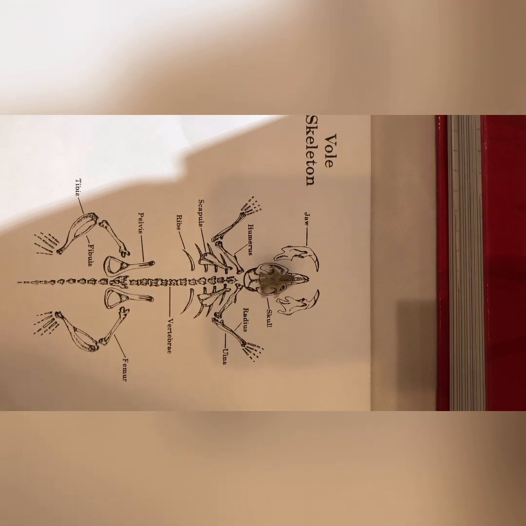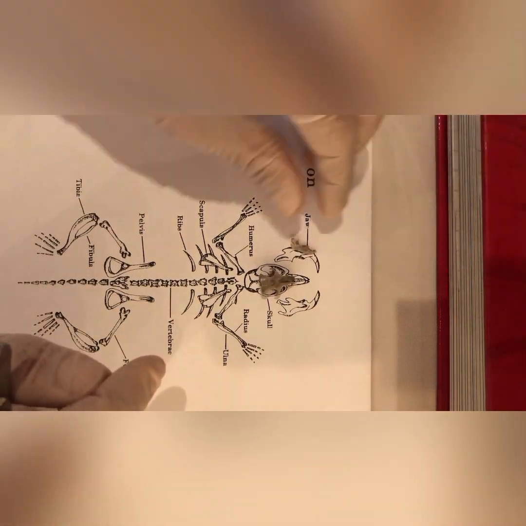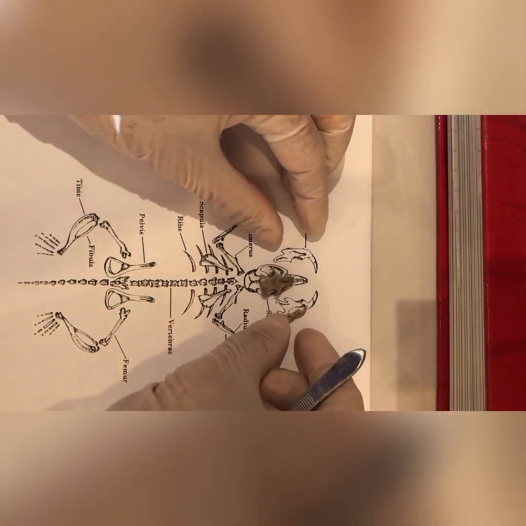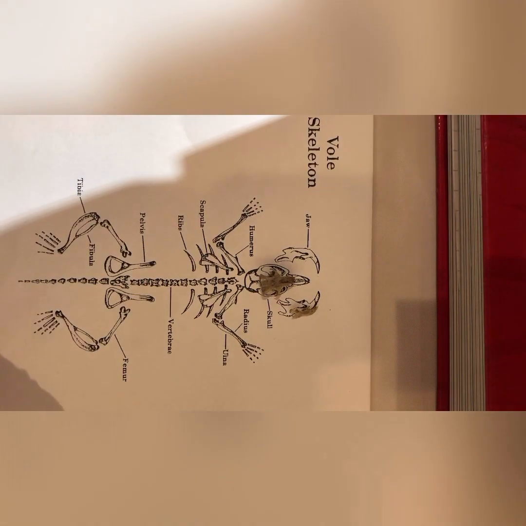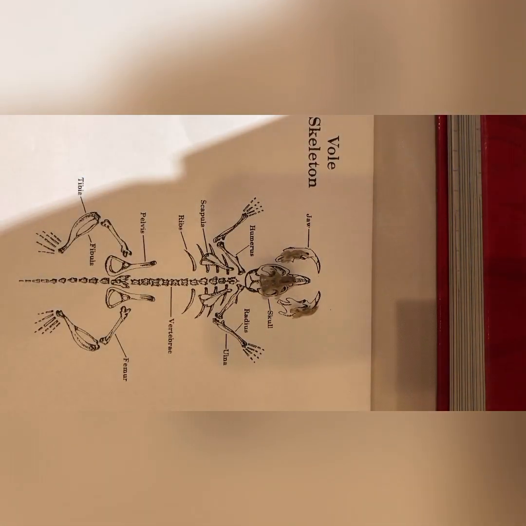Let me find my jaws. So here is, oops, it's flipped over. Let's go back to that side. Here is one jaw, and perfect. Here is the other jaw. So we got the basics, right? And now we want to find the other bones.